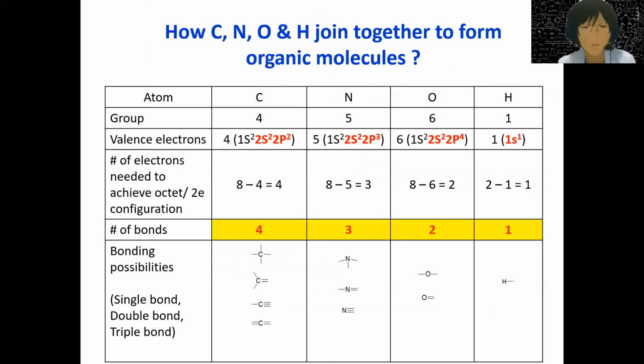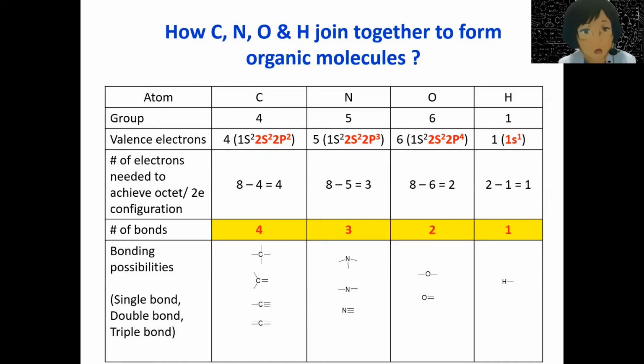How do carbon, nitrogen, oxygen, and hydrogen join together to form organic molecules? If we see the different atoms, we can find from the periodic table which group they come from. Carbon comes from group 4, and thus it will have 4 valence electrons. Nitrogen comes from group 5, so it will have 5 valence electrons. Oxygen comes from group 6, so it will have 6 valence electrons. Hydrogen is from group 1, so it will have only 1 valence electron.